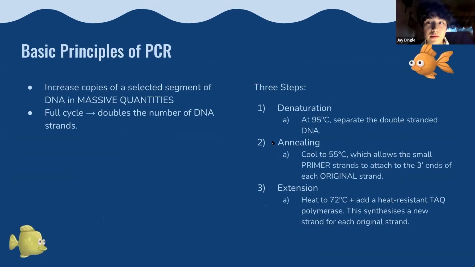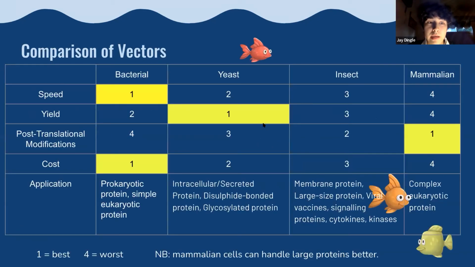Just got this last row, so going back, looking at application, the key ones to take away here are just remembering that bacterial vectors are for prokaryotic and simple eukaryotic proteins, whereas complex eukaryotic proteins are mammalian. So I would just probably take away those 2 as the most important ones to know.